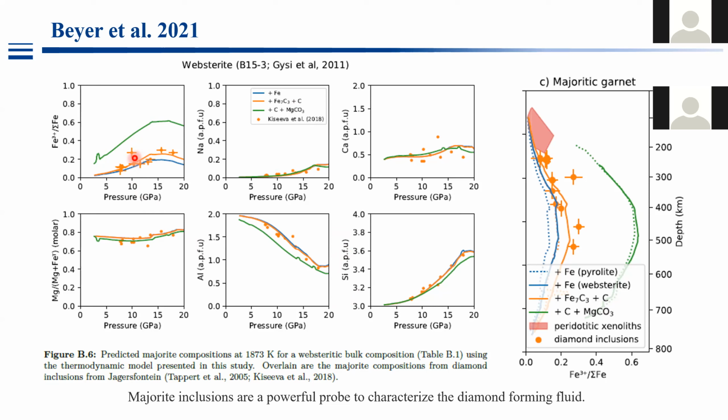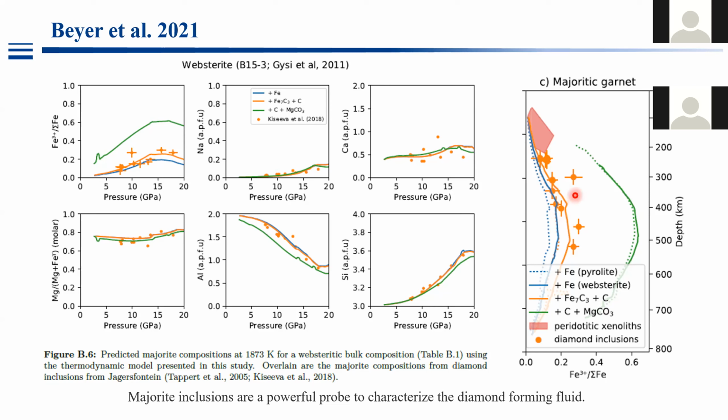In this figure, on the right, we can say those diamond inclusion points generally lie between the iron saturated and carbide lines, the blue line and the orange line.